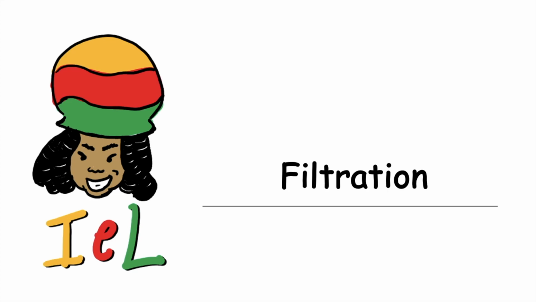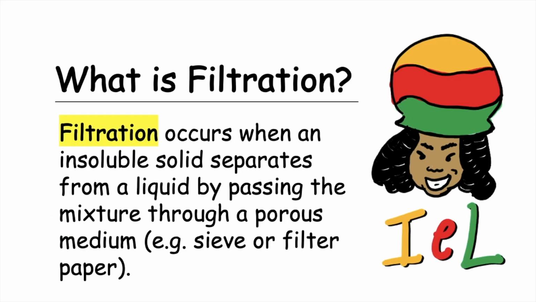Now it's time to talk about filtration. What is filtration? Filtration occurs when an insoluble solid separates from a liquid by passing the mixture through a porous medium. The porous medium can be a sieve, sometimes referred to as a strainer, or a special kind of paper called filter paper, such as the coffee filter paper.